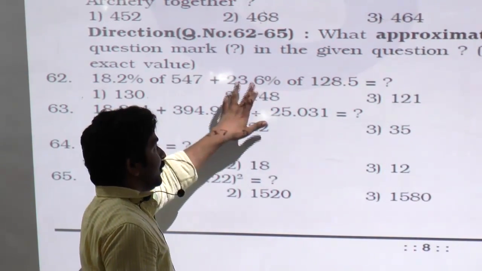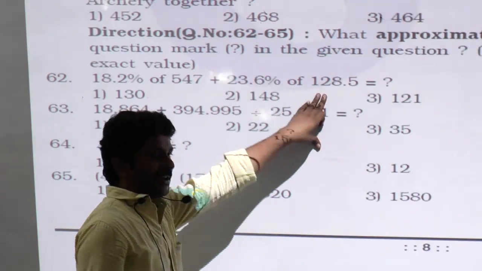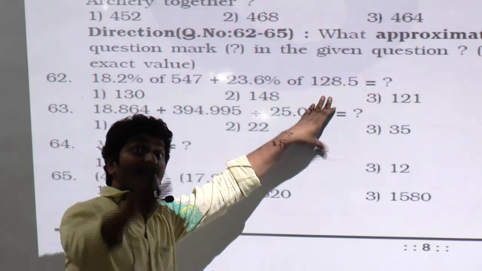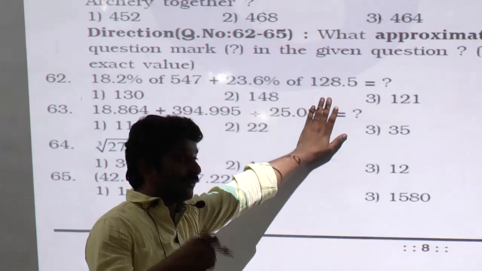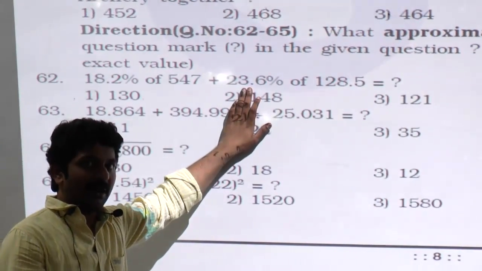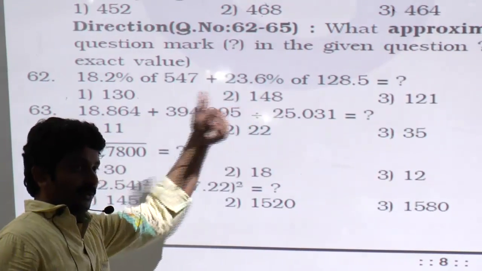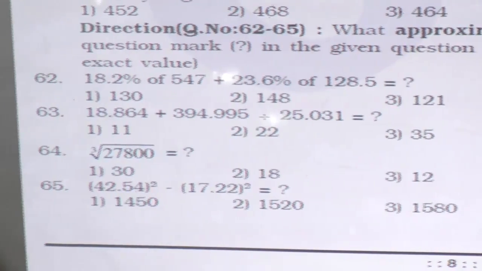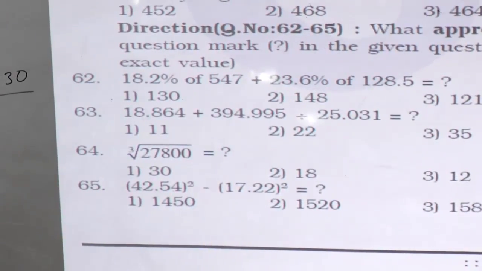24% of 125. No issue, 24% of 125 or 125% of 24. 125% is adding 25% of 24. Half of 24 is 12, again half is 6. Add 6 to 24, that is 30. Add 30 to this number, the answer is close to 130.